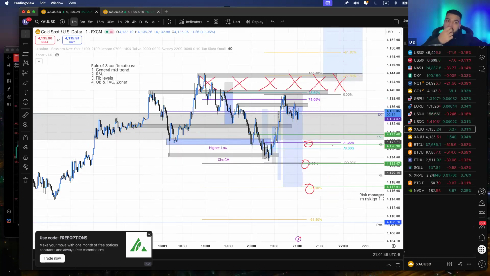So yeah, TPs are based a lot on the fibs, but you could base it off the levels, right, as well.